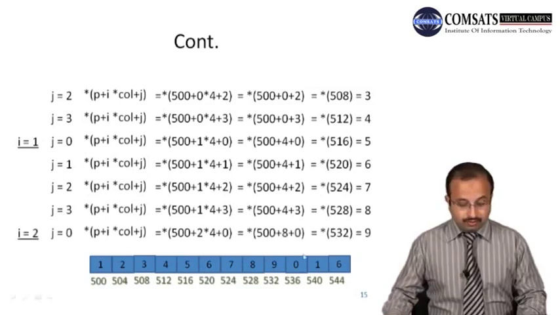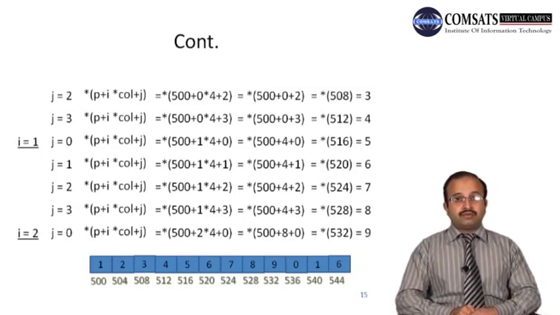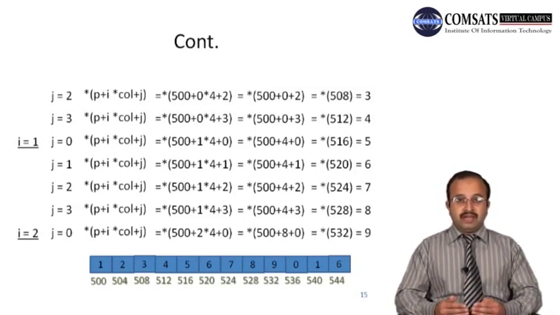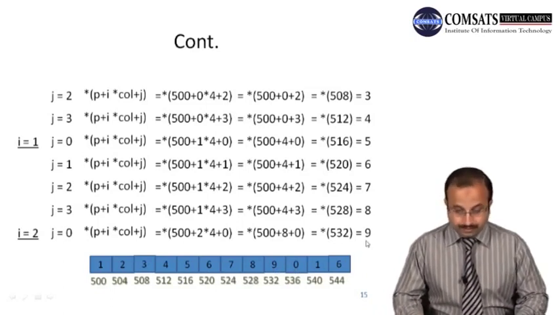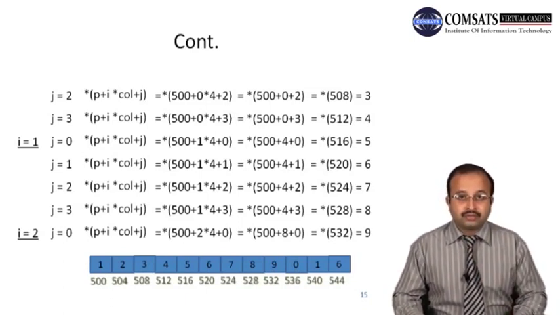Right? You can solve them by yourself. So when the value of I is 2, 500 plus 2 multiplied by 4 becomes 500 plus 8. 500 is a memory address, and you are adding 8 in it. When you add 1, it becomes 504. When you add 2, it becomes 508. When you add 3, it becomes 512. When you add 4, it becomes 516, and when you add 8, it becomes 532. So the value at address 532 is 9. So the 9 will be printed over here, right? So this is how you can access the elements of the two-dimensional array using a pointer.